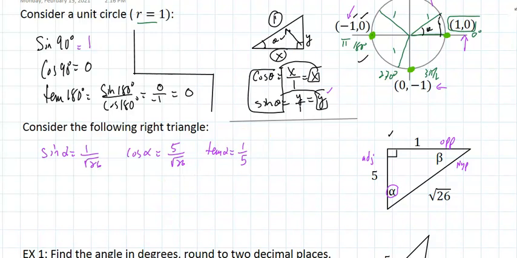If the sine of alpha equals a number, alpha, the angle, would be the inverse sine of 1 over the square root of 26, or it'll be the arc sine. Both of those are the same exact thing.